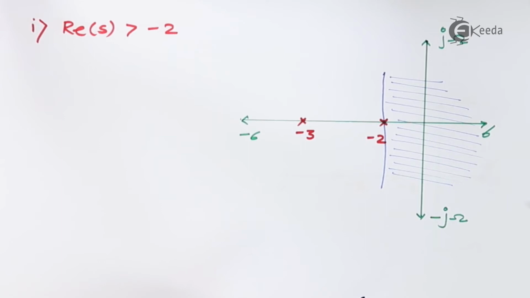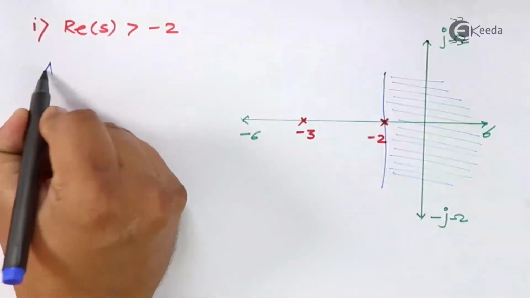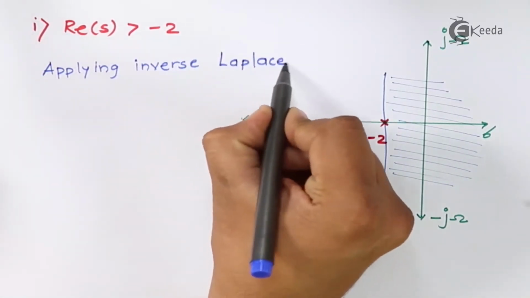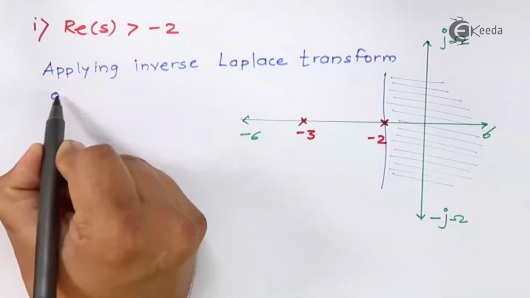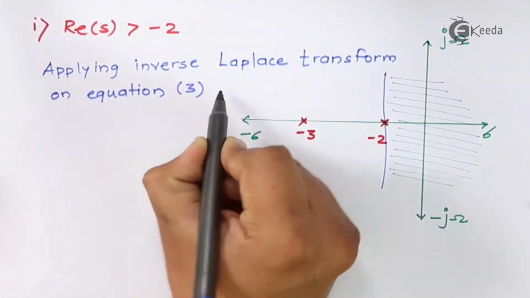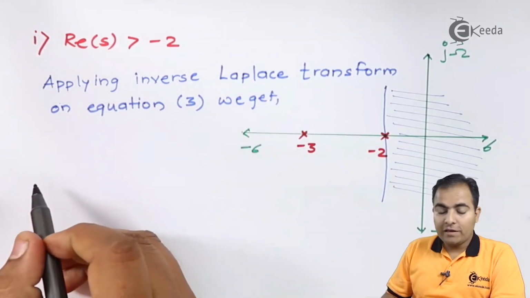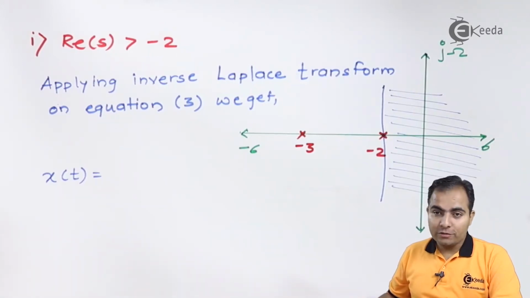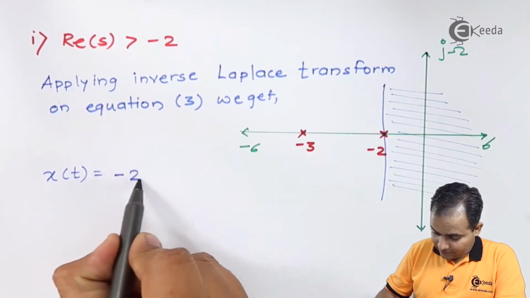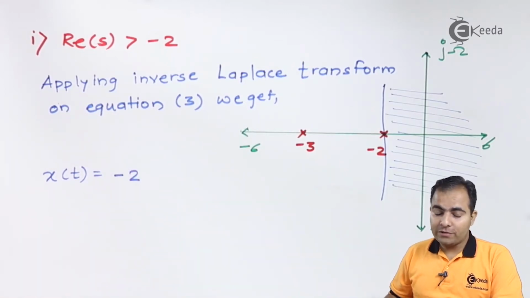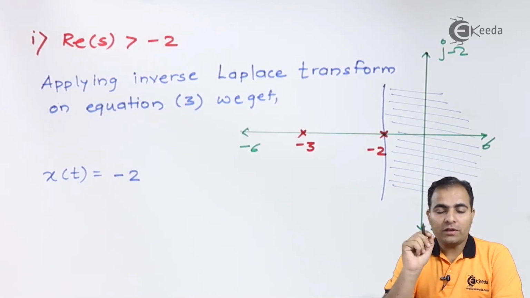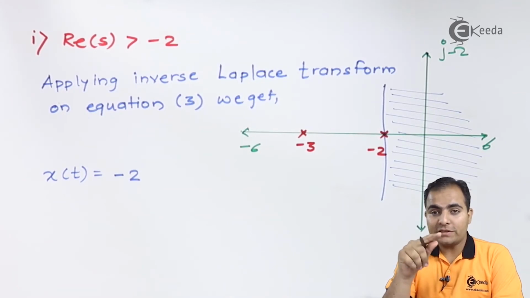Apply inverse Laplace transform on equation number 3. What you will get? The inverse Laplace transform of X(s) is x(t). Now, next one is a constant. The A value was -2 and I'll take it outside. The next part is 1 upon s plus 2. In that, s is shifted by plus 2, and the plus 2 means we have to multiply the opposite sign value of plus 2 with the t, which is present in the power of the exponential term.